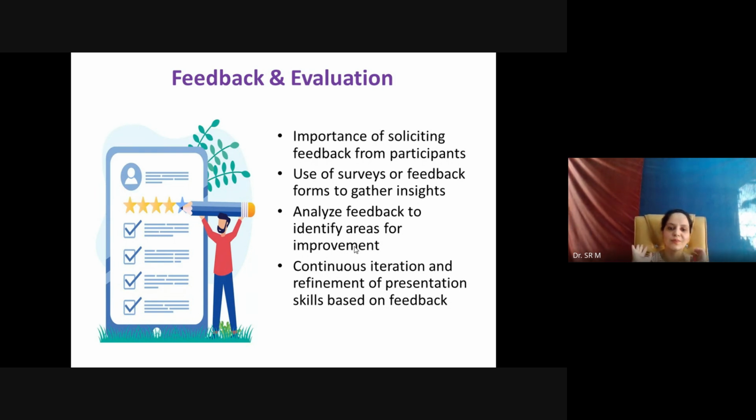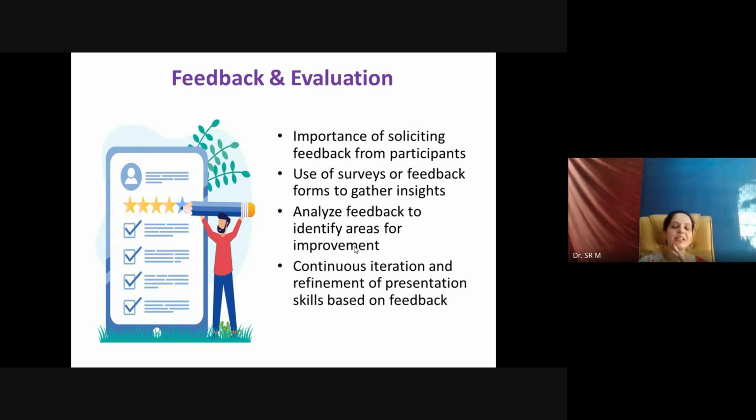Then try to adopt a student-centered approach to feedback. Prioritize the voices and experience of your participants. Create a supportive and inclusive environment where your participants feel empowered: yes, we can share our honest and constructive feedback, with no fear of judgment or reprisal. Then, use surveys or feedback forms to gather insights.